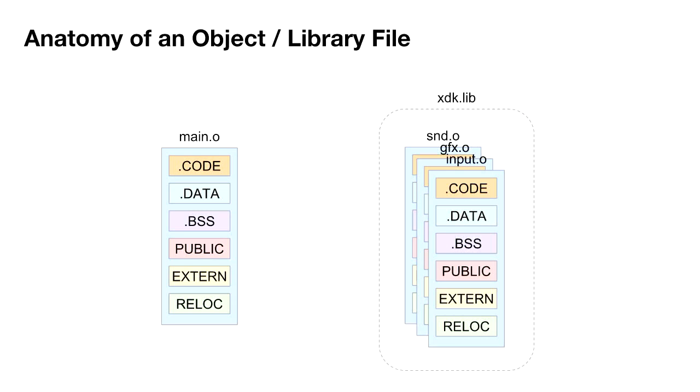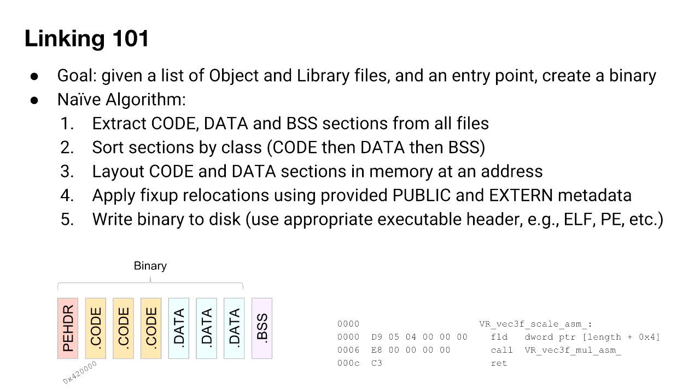So what is in an object file? I'm sure all of you know this, but basically you have these segments or sections, code and data, and you have this BSS section, which is uninitialized data, so it doesn't cost you anything. You've got some public symbols, which are the symbols the object exposes, and some externs, which are the ones it depends on. And it's got these relocation records. This is where all the magic happens. When you link your binary together, you lay these sections out, and then you look at the metadata and that relocation record, and that tells you how you fix up the bytes to turn into a well-formed executable. So I've got an example of that algorithm here.